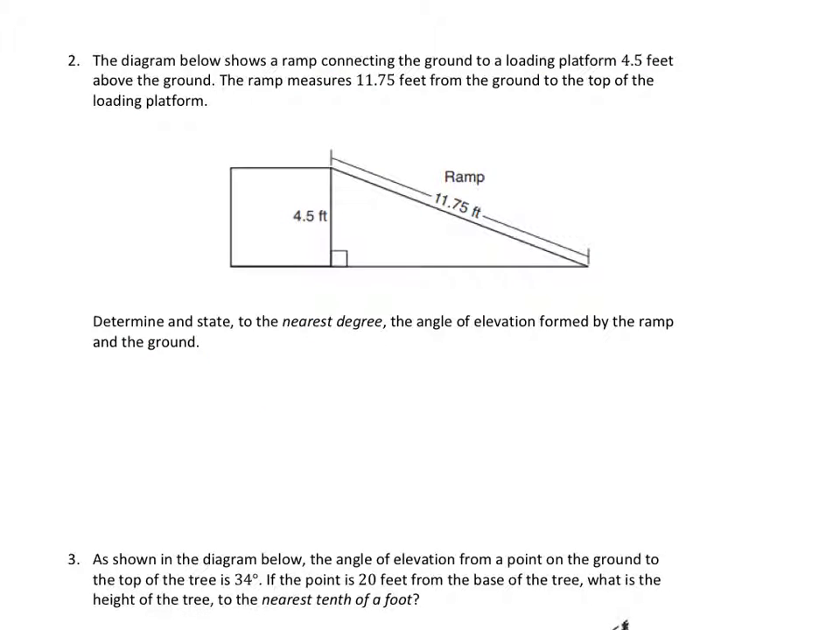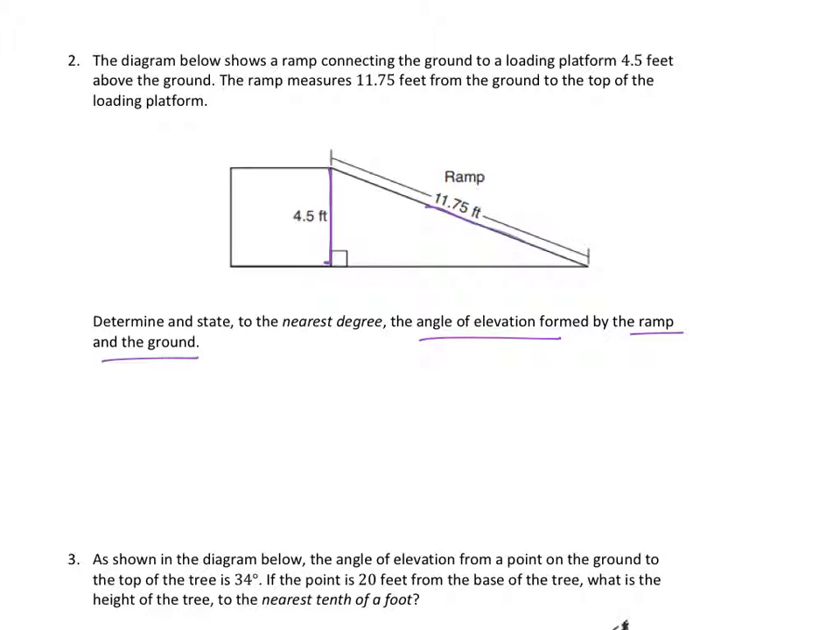Number 2, again, another Common Core question. Says that the diagram below shows a ramp connecting to the ground, a loading platform that's 4.5 feet above the ground. So it looks like that's already labeled for us. The ramp measures 11.75 feet from the ground to the top of the loading platform. Determine and state to the nearest degree the angle of elevation formed by the ramp and the ground.